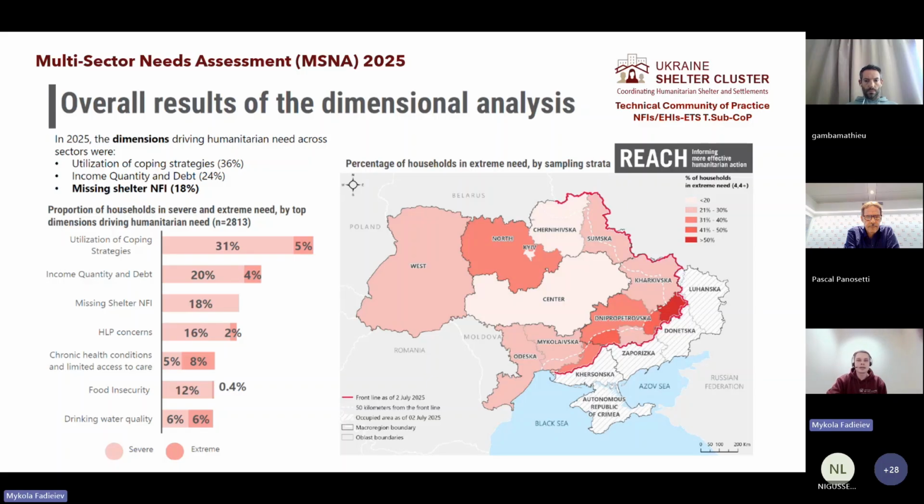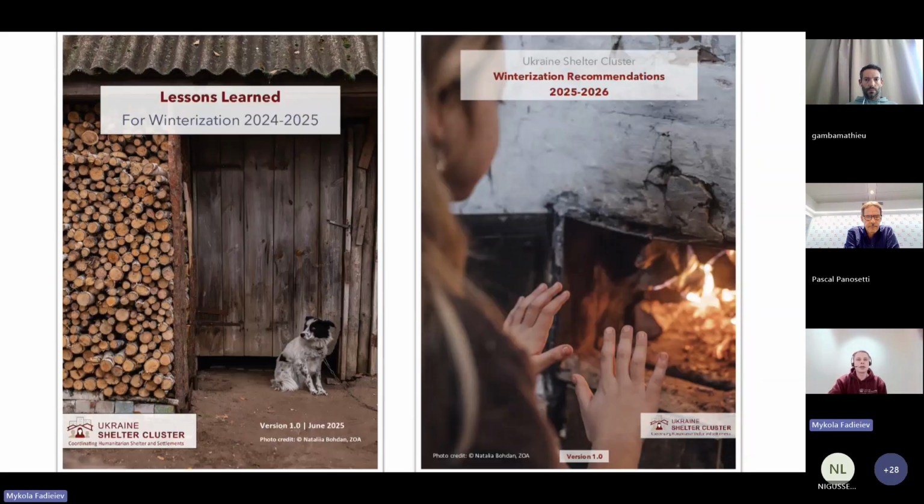Moving on to the NFIs themselves, I would like to start by presenting the 2 main guidelines we created this year: the winterization lessons learned, and the winterization recommendations. Maybe on one of the last slides, there are all the links to these documents. Thank you, Pascal. Thank you so much for adding it to the chat.